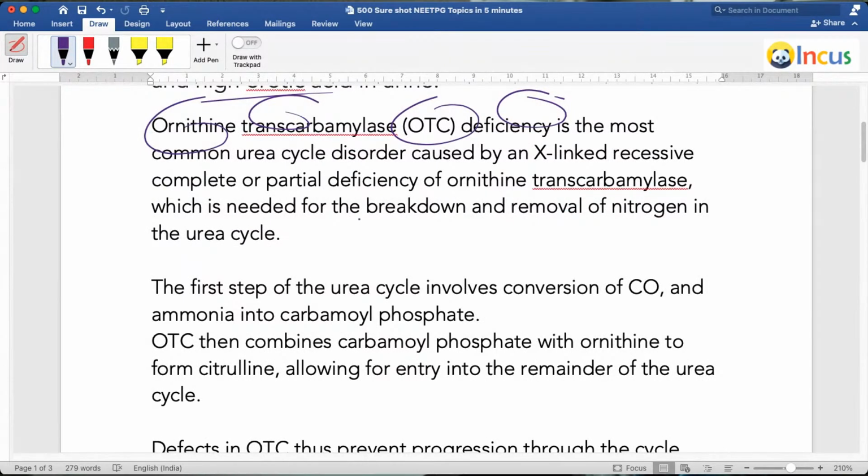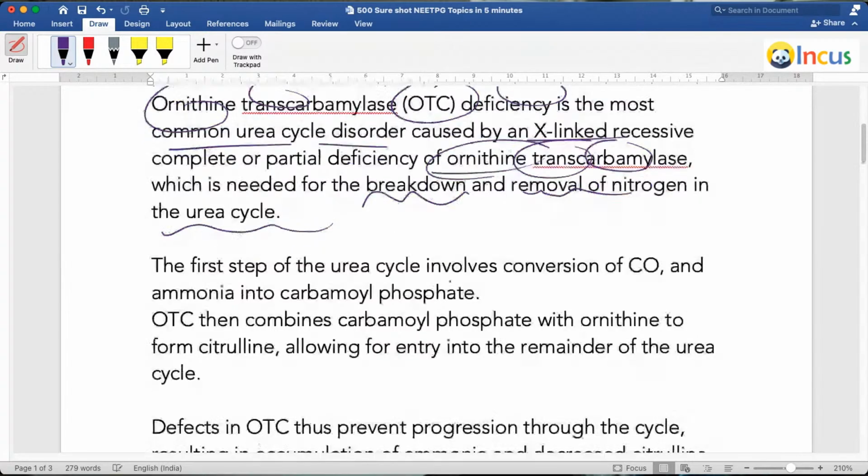So, quickly, what are the 5-6 points about ornithine transcarbamylase deficiency? The most common urea cycle disorder, OTC. Type of inheritance, X-linked recessive. And what is it because of ornithine transcarbamylase deficiency? Why do you need that? Because for the breakdown and the removal of the nitrogen in the urea cycle, you need that.